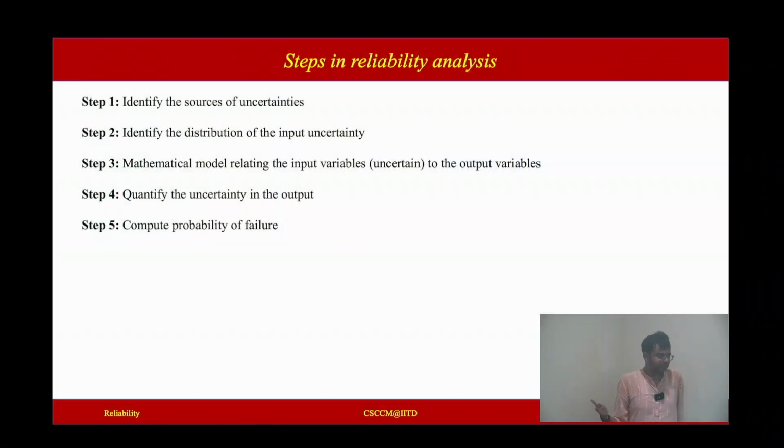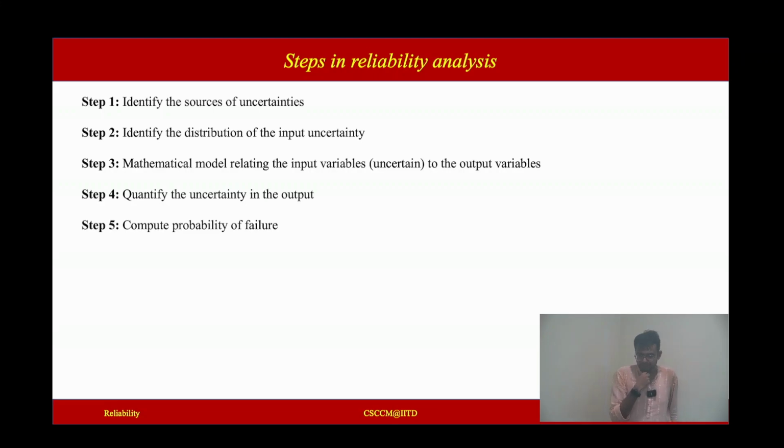Now, what are the steps in reliability analysis? First, you need to identify the sources of uncertainty and quantify those uncertainties. How will you quantify uncertainty? In terms of a probability density function or probability mass function, or sometimes an interval. That is the first step, quantifying the uncertainty in the input. So that is actually step 1 and step 2, to be very honest. Step 3 is you will want to propagate that uncertainty and find the uncertainty in the output.